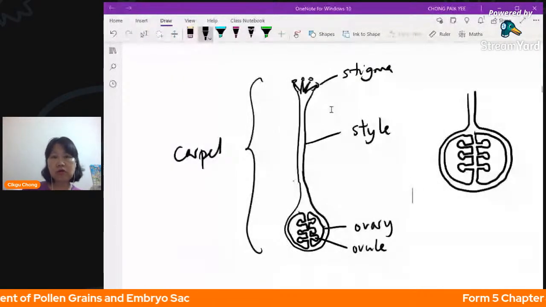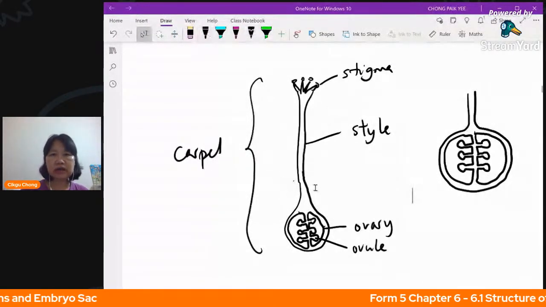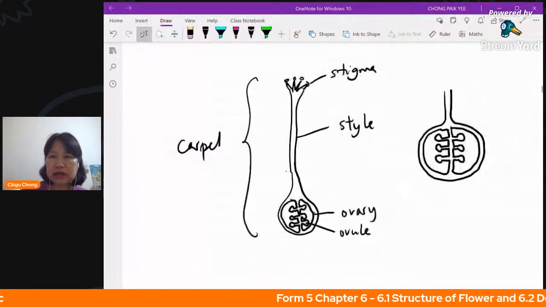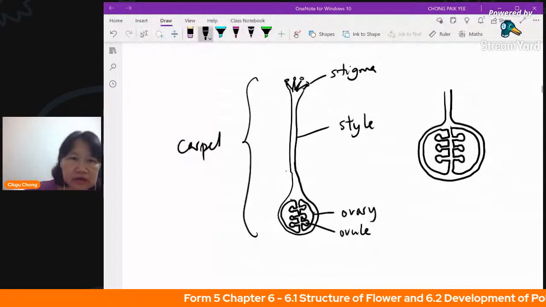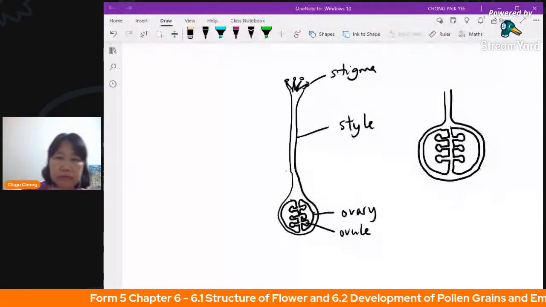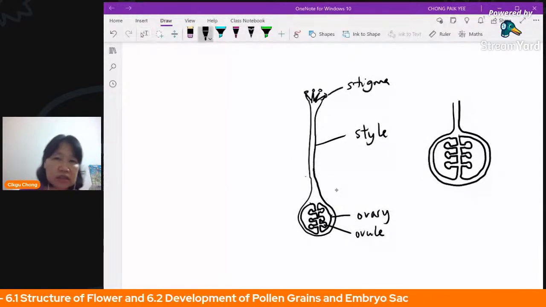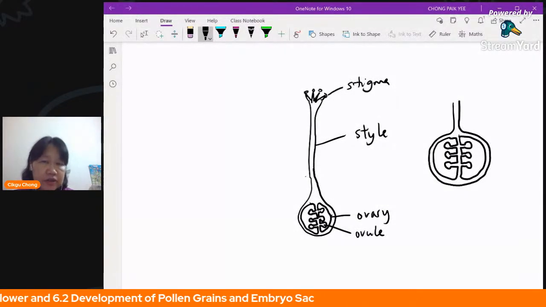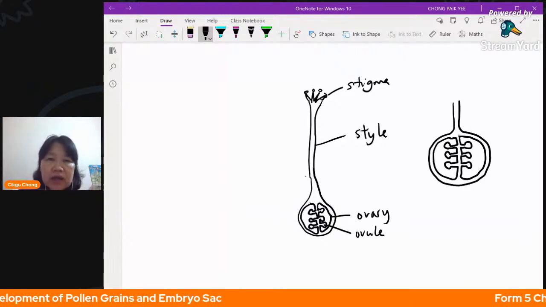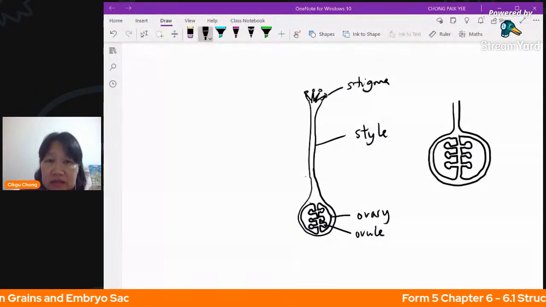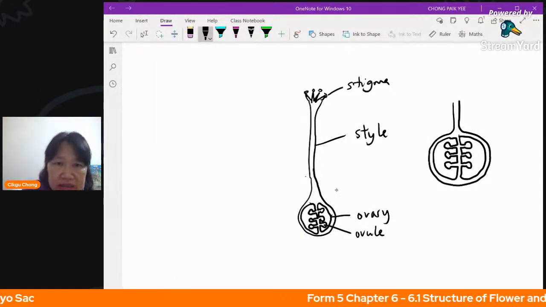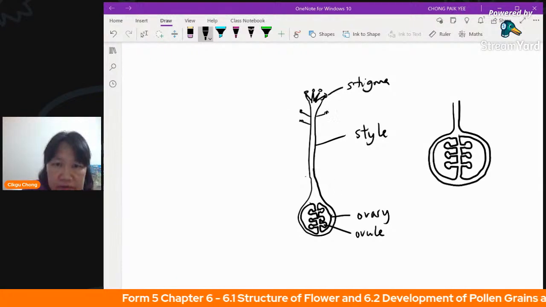Now, if you want to draw the whole flower, all right? Okay, I'm sure you've done it already. I will have to rub this off. How do I include my male part, the androecium? Different plants will have different modifications. Like for the bunga raya, the anther and the filament are actually stuck at the side here. If you notice the yellow things here, this is for our bunga raya.